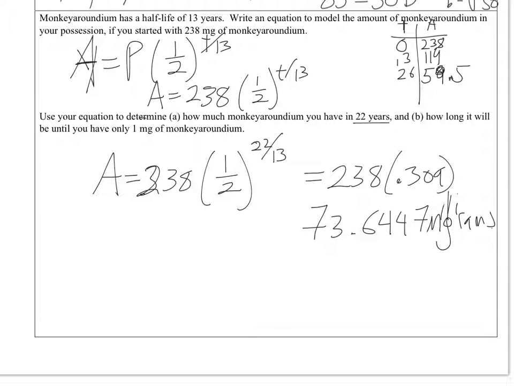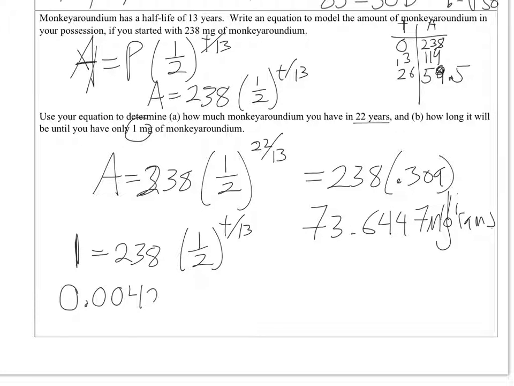How long until we only have 1 milligram of monkey aroundium? Okay, so that's going to go where my A value should be. And it's equal to 238 times 1/2 to the t over 13. I might start by dividing by 238. So we get 1 divided by 238, which is 0.0042. That's equal to 1/2 to the t over 13.